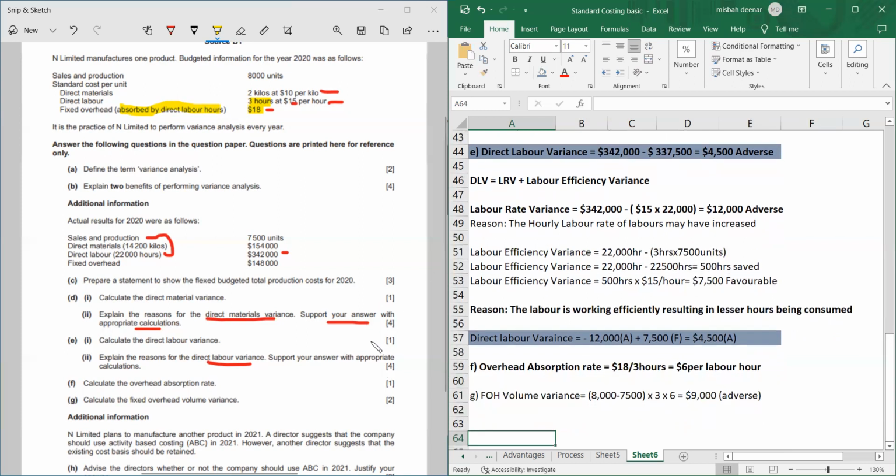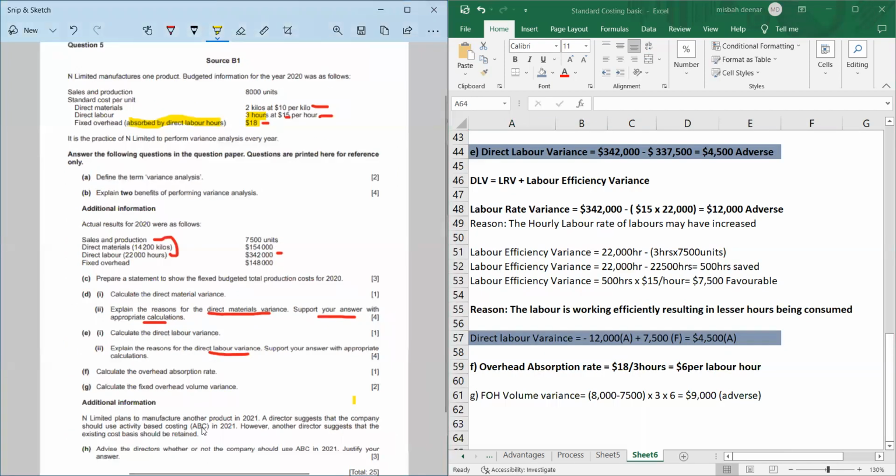Then moving on to part H. N Limited plans to manufacture another product. A director suggests that the company should use activity-based costing, ABC. However, another director suggests existing cost basis should be retained, the standard cost. Advise the directors whether or not the company should use ABC.